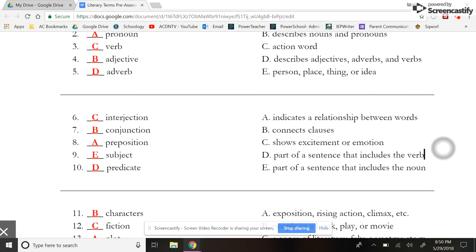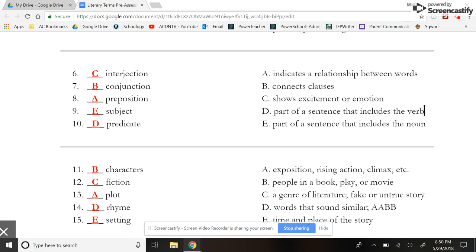Moving on to the second section. An interjection shows excitement and emotion, and you may remember the Schoolhouse Rock song, "Interjections show excitement and emotion." That is one of the easiest and catchiest ways to remember this because it is such a catchy song. For B, the conjunction connects clauses, and even though that might be difficult to remember, just remember that the word that starts with C matches the definitions that start with C in connects and clauses.